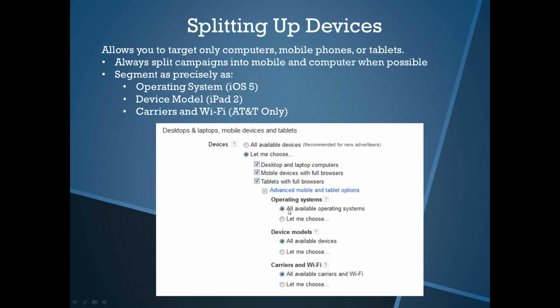If you want to target only people searching from iOS 5, only people searching from an iPad 2 because you know they have an out-of-date iPad and you want to advertise the new one to them. Or maybe you have a special offer to AT&T phone users and you don't want to target everybody who's searching from their Wi-Fi or from their Verizon phone. You can target those very specifically. So this is a powerful feature you should take advantage of here.